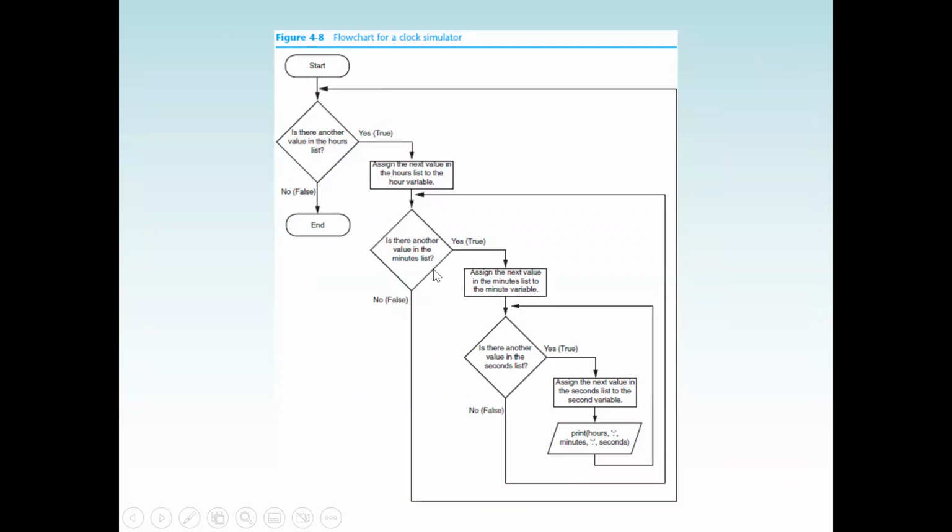This is the concept of, again, nested loop for a clock simulation, flowchart for a clock simulator. We know a clock has hours, minutes, and seconds. So first we check with the outer one, which will be hours. Then the next will be minutes. The next will be seconds. So we have 3 different conditions.